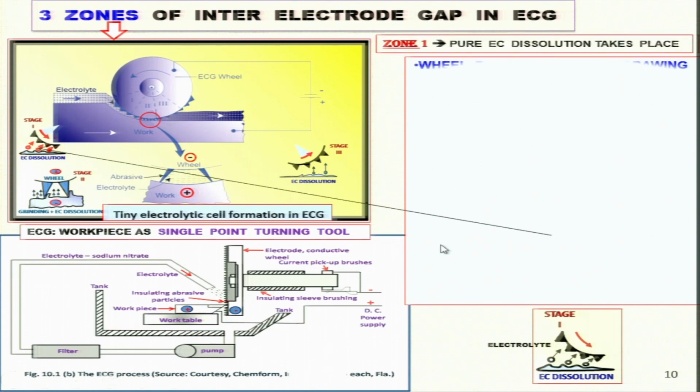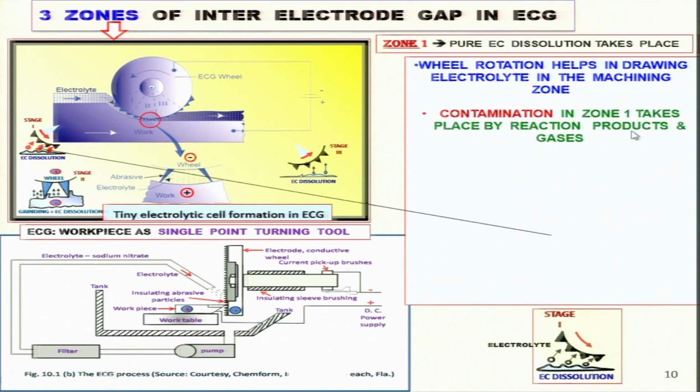In zone 1, where pure electrochemical dissolution is taking place, wheel rotation helps in drawing electrolyte into the machining zone. As you can see here, this wheel is rotating in this direction, and this is the electrolyte. So it is drawing the electrolyte into the machining zone. Contamination in zone 1 takes place by reaction products and gases. They are formed in zone 1. The electrolyte's electrical conductivity K changes.